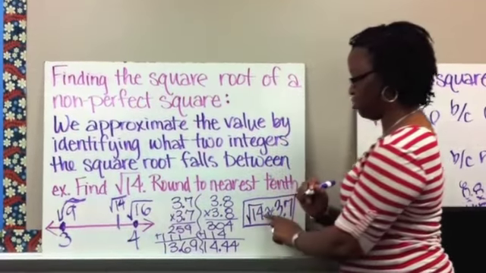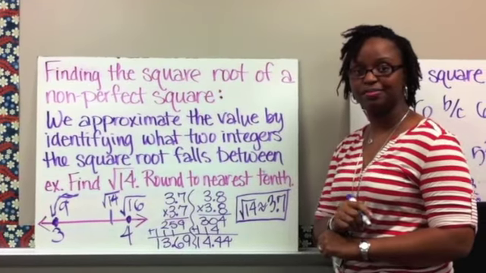So rounded to the nearest tenth, the square root of 14 is approximately 3 and 7/10. Let's try another example.